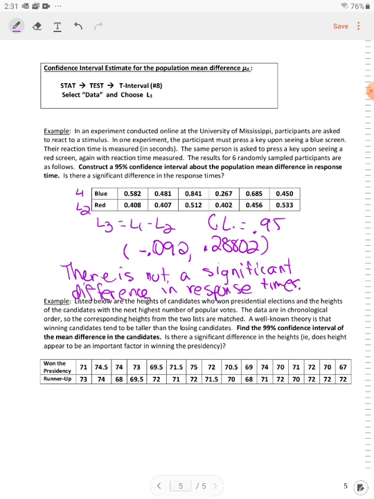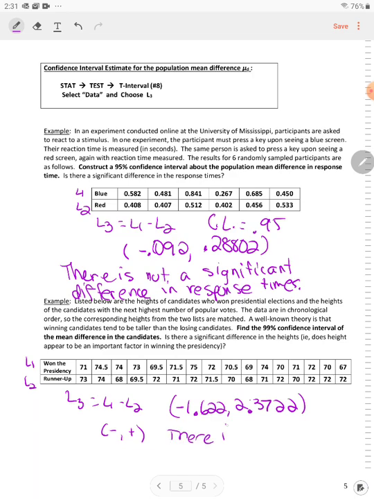Okay, so again, with mean, notice we're using L1 and L2, the winner and the runner-up. And again, your L3 is L1 minus L2. So you get negative 1.622 to 0.3722. Notice your interval is negative to positive. So there is not a significant difference.